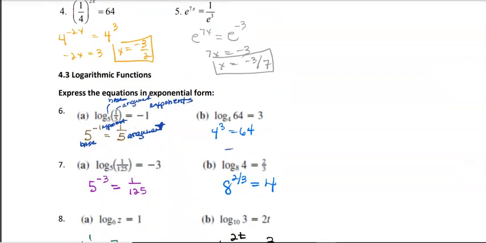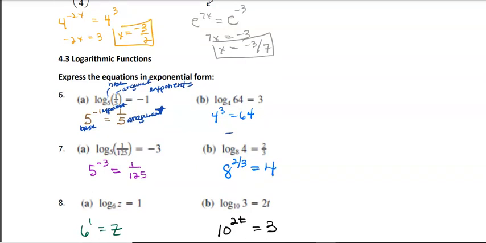Okay, so let's go down, and the next thing we're going to do is talk about expressing equations in exponential form. So if I ask you to do that, that means that I must be giving it to you in log form, and you're going to change the form. Okay, so you want to know the base is 5 for this first one, and the argument is 1/5, and the exponent is -1. Okay, so change it into exponential form. Your base is 5, logs equal exponents, the exponent is -1, and this has to equal your argument. So here it is expressed in exponential form.